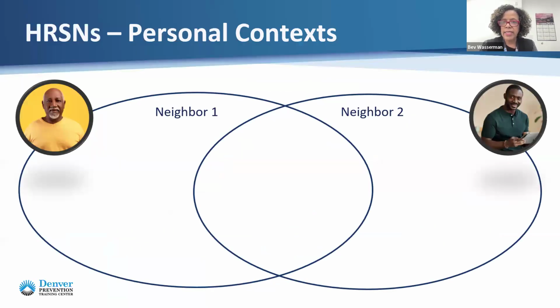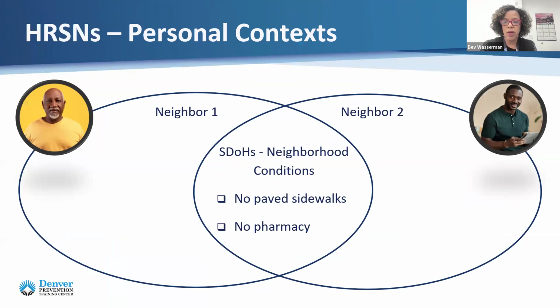All right, let's take, for example, two neighbors. This will help us pull it into a personal context. Both neighbors experience similar neighborhood conditions, such as lack of paved sidewalks, no nearby accessible pharmacy, and the like. These are social determinants of health because they are community level conditions in the environment where all neighbors live.